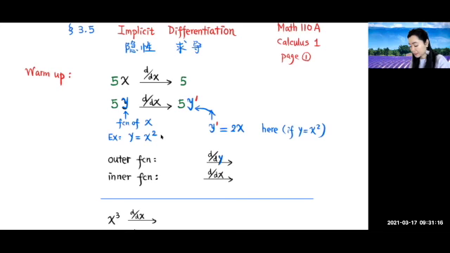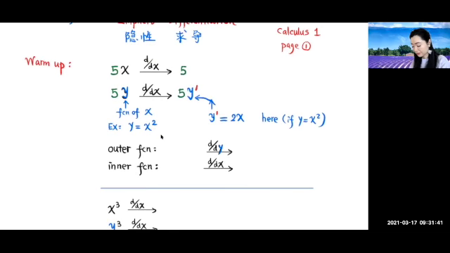Now you see the difference between this one and this one. When you differentiate 5x with respect to x, you get 5. When you differentiate 5y with respect to x, you get 5 times y prime. So when this is a function of x, you will have to multiply this by the derivative of this with respect to x. In this case, it's y prime. So different from x, this is a function of x, so you have this extra y prime over here.